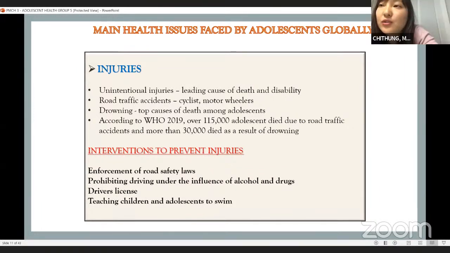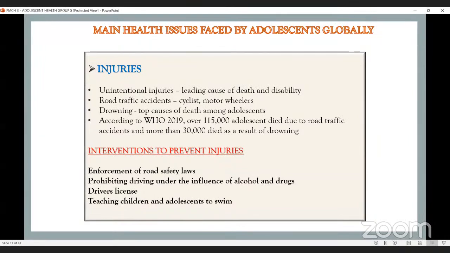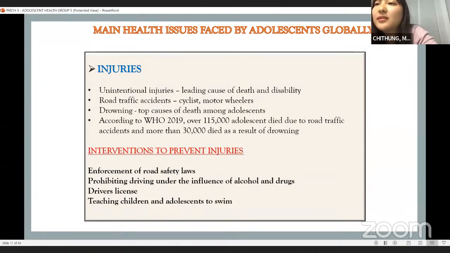Main health issues faced by adolescents globally. The first one is injuries, unintentional injuries. It is the leading cause of death and disability. The next is road traffic accidents, most common among cyclists and motorcyclists. Then drowning, a top cause of death among adolescents.